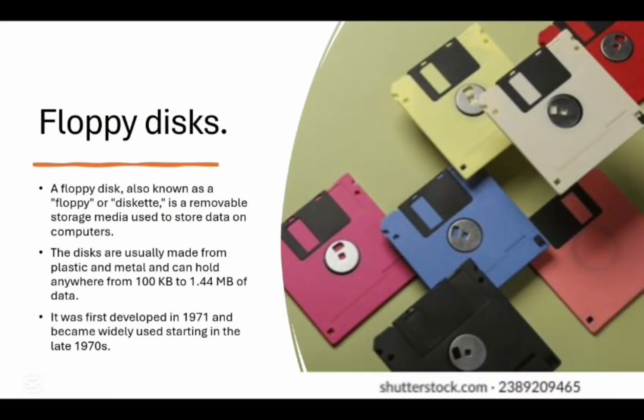Floppy disks. A floppy disk or diskette is a removable storage medium used to store data. These disks are made from plastic and metal and can hold up to 1.44 MB of data. Developed in 1971, it became widely used starting in the late 1970s. Floppy disk image. These floppy disks represent a significant step in the history of personal computing storage.